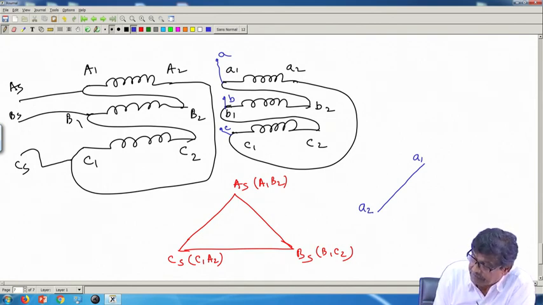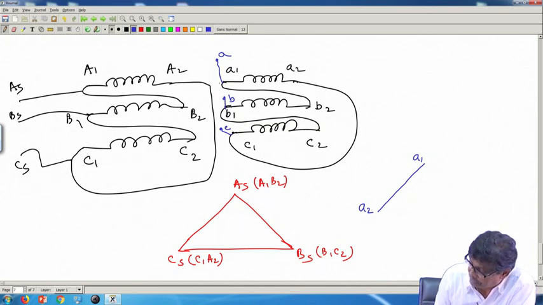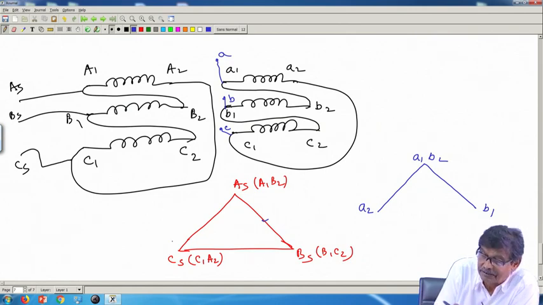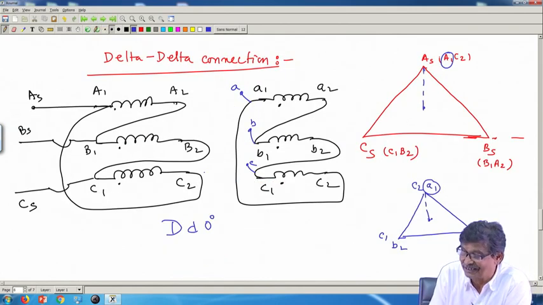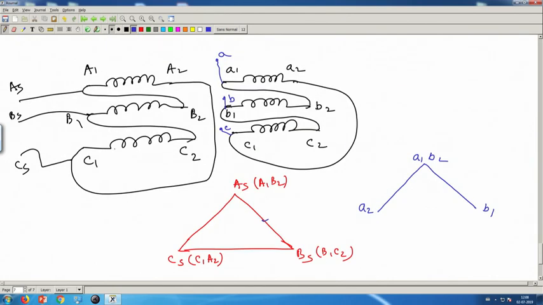B1 B2 is here, so that is parallel to this, but B2 is joined with A1. B2, where is B2? B2 is joined with A1, B2 phasor is this. So, B2 B1 and finally, I think I have done the same connection, is it? Looks like same thing. So, it will be DD0, same thing I have done.